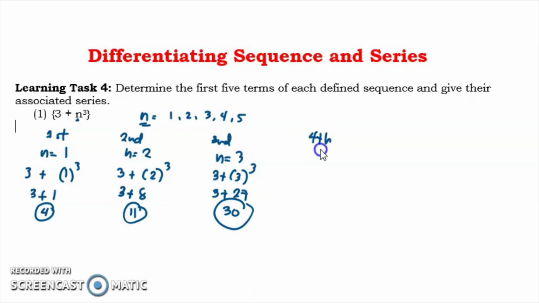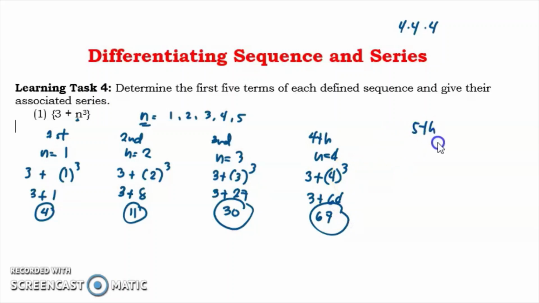O, fourth term. So, n is equal to 4. So, 3 plus 4 raised to 3. 4 times 4 is 16 times 4 is 64. So, 3 plus 64, you have 67.